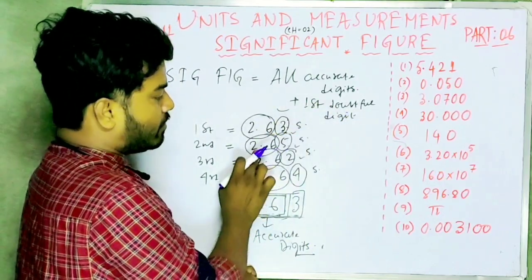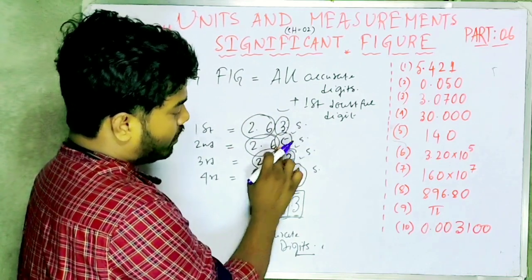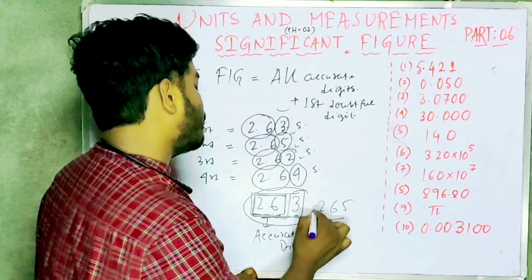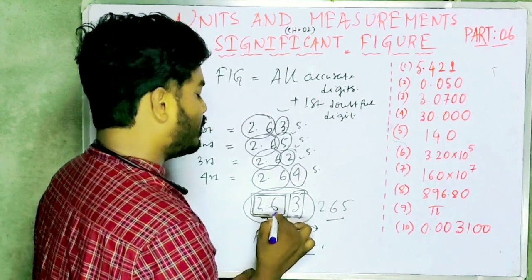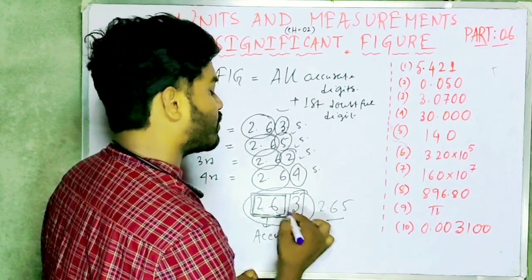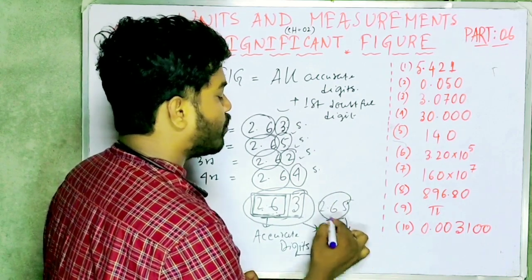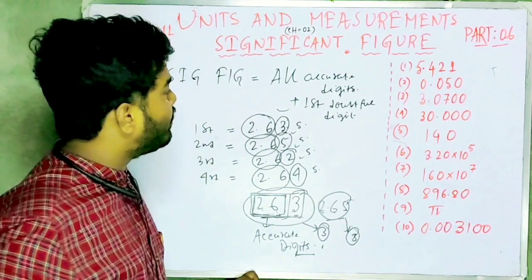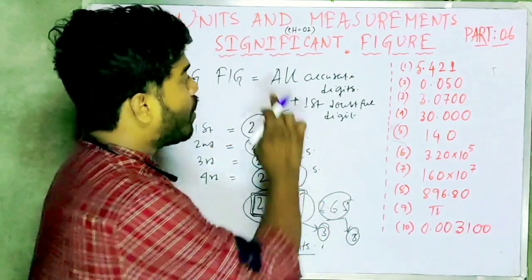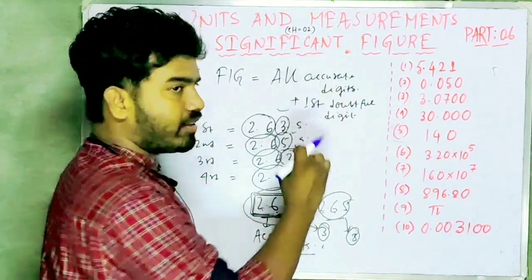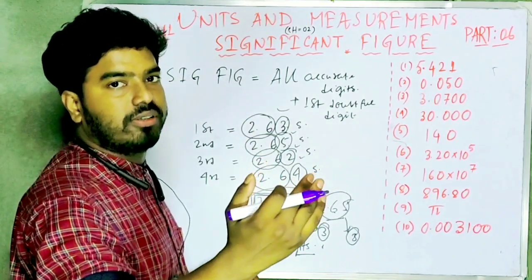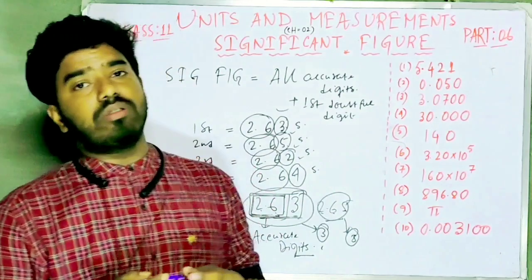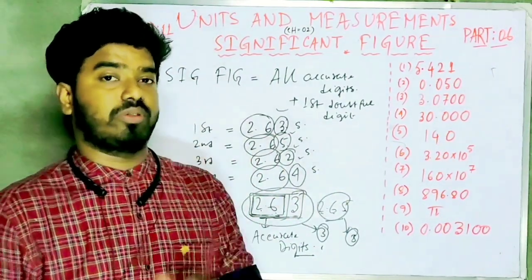For the second measurement, the doubtful digit is 5. So this one will be 2.65. Then what is the number of significant figures here? 1, 2, 3. So here the significant figures are 3. What about here? 1, 2, 3. So this one is also 3. Clear? So what is significant figure? Significant figure represents all accurate digits plus the first doubtful digit. Okay. So students, to find out significant figures, there are some rules for finding it.